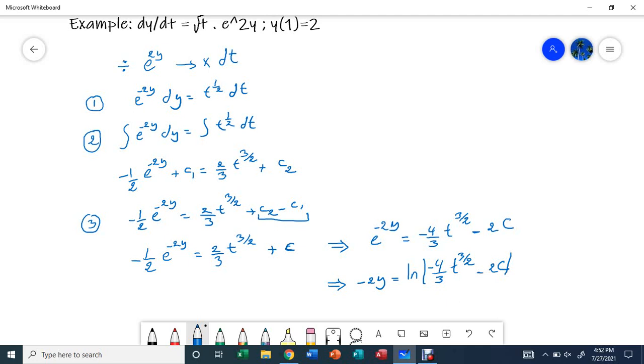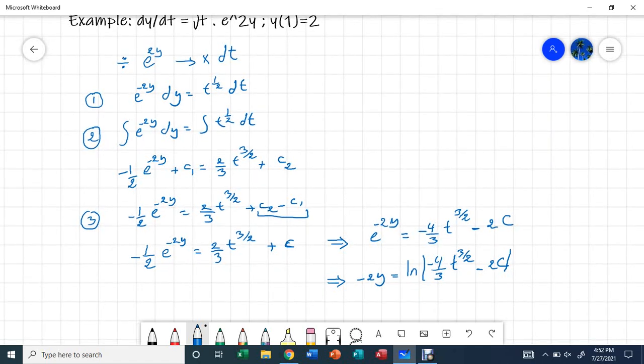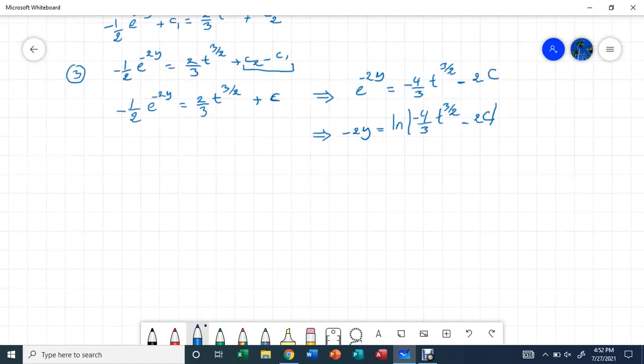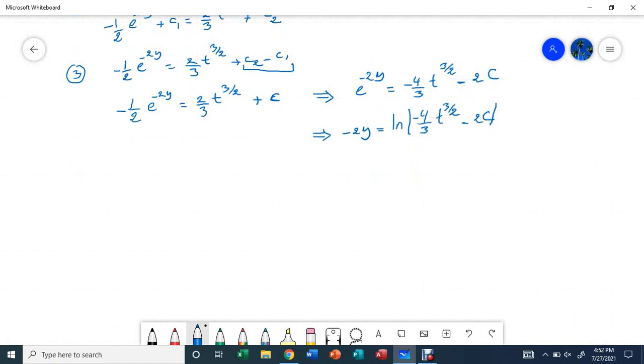And now dividing both sides by negative 2 to get y by itself. So I'm gonna divide both sides by negative 2, so I get y equals negative 1/2 natural log absolute value of negative 4/3 t to 3/2 minus 2C.